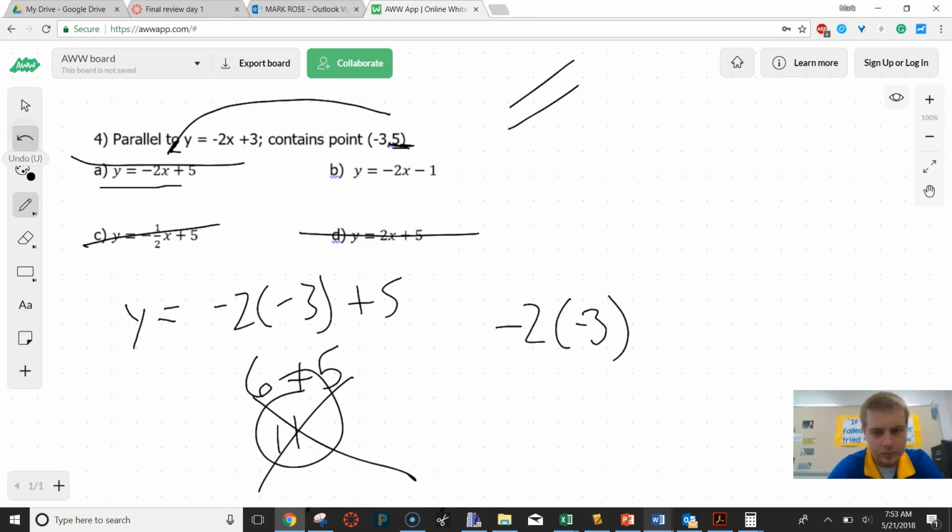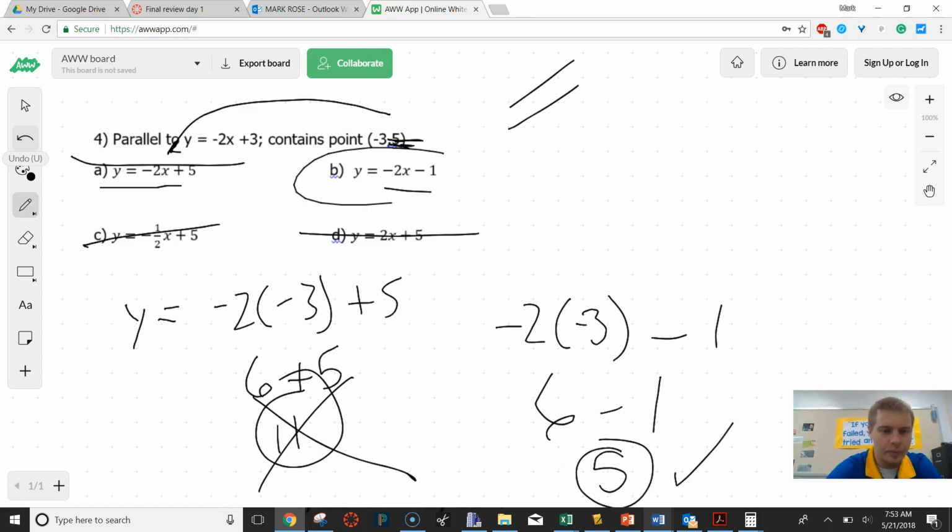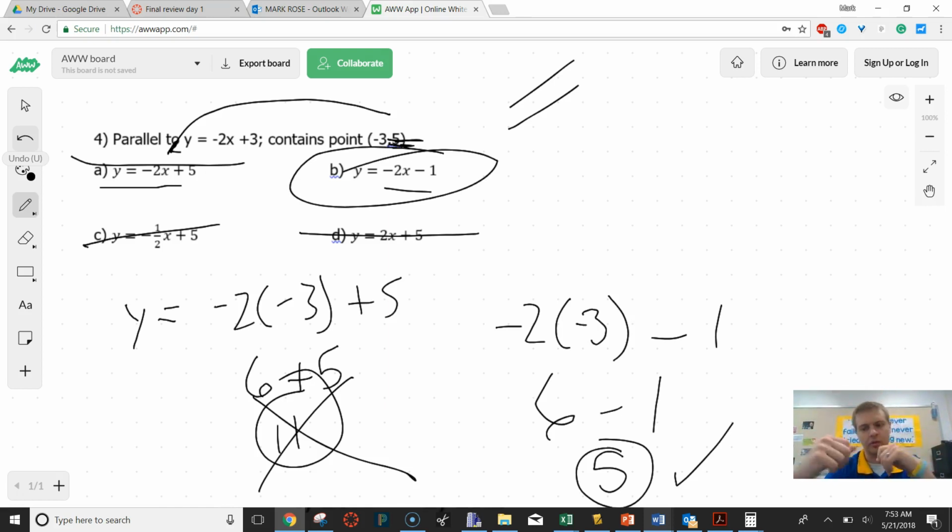So we'll do -1, there we go. So that'd be 6 minus 1, 6 minus 1 is 5, and look, that is that one. So B is your correct answer. Again, with these things, you should just realize parallel lines mean they're the same, so just check out which ones are the same, and then get rid of the ones that aren't the same, and then plug in your point to check which one is the correct one.